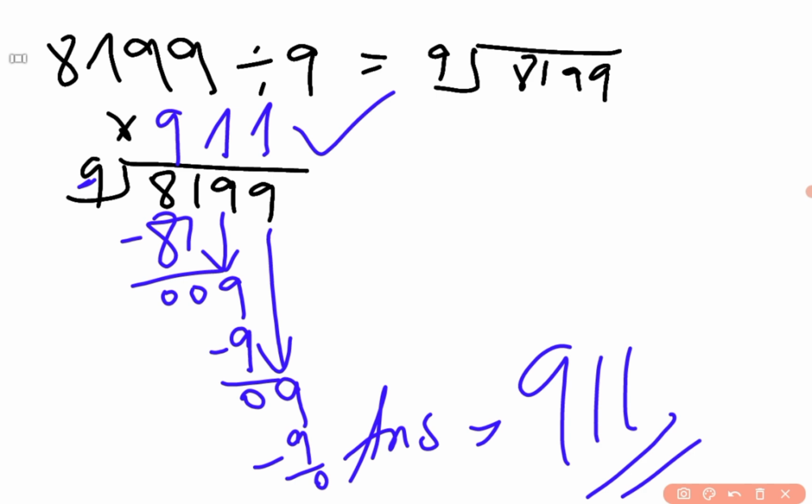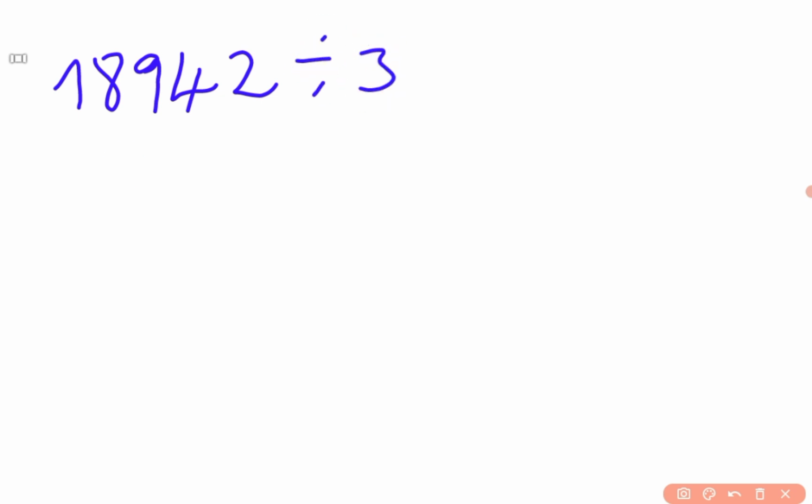Now we'll continue. Let me give the fourth one. Remember I promised I'm going to do 5. This is number 4 now. We'll take something like 18942 divided by 3. Let's do this. So we are going to write it in this form: 18942 divided by 3.